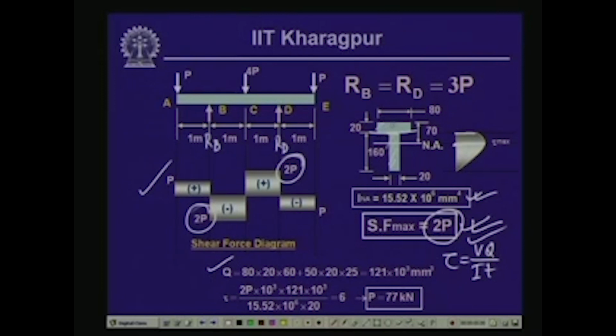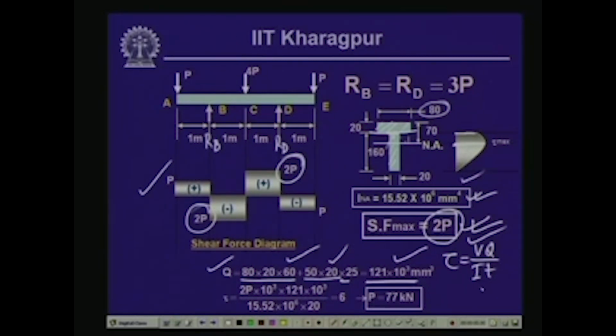Now, here we have two rectangles. One is 80 times 20, and the distance of the C g from the neutral axis is 70 minus 10, which is 60. The second rectangle is 50 times 20, and the distance of C g from the neutral axis is 25. This gives us a value of 121 into 10 to the power 3 millimeter cube as the value of q, and I we know.